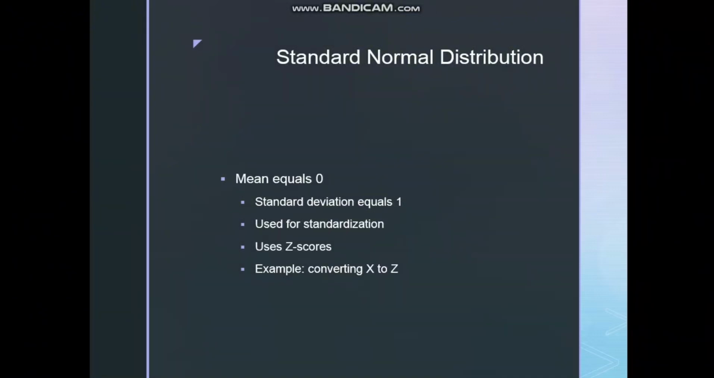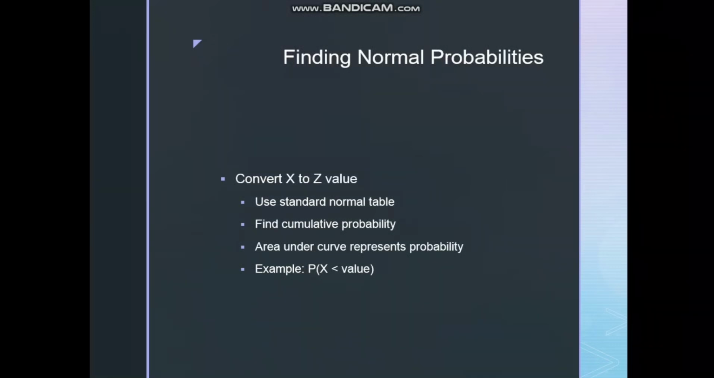Finding normal probabilities. For a normal distribution, we first convert the x value to a z value. The z-score shows how many standard deviations a value is from the mean. After finding the z value, we use the standard normal table. The table gives cumulative probabilities. For example, we can find the probability that x is less than a given value.